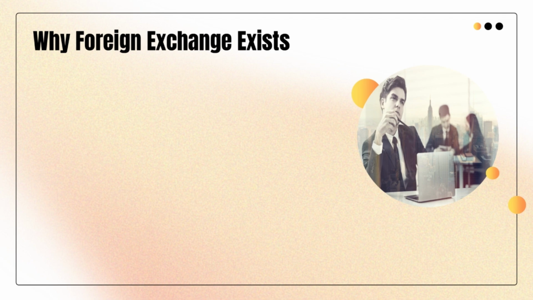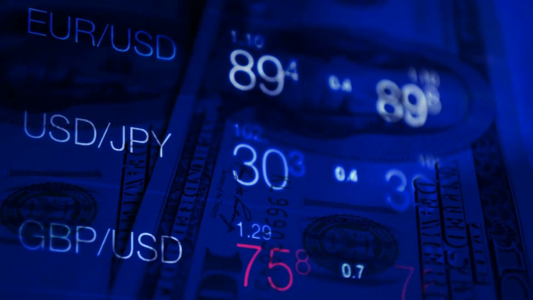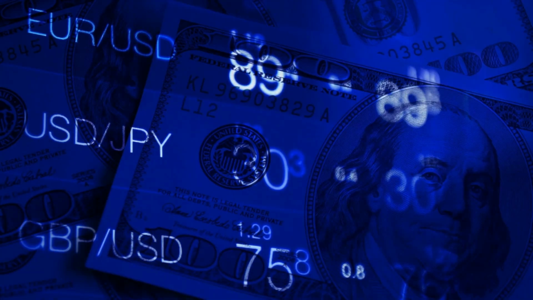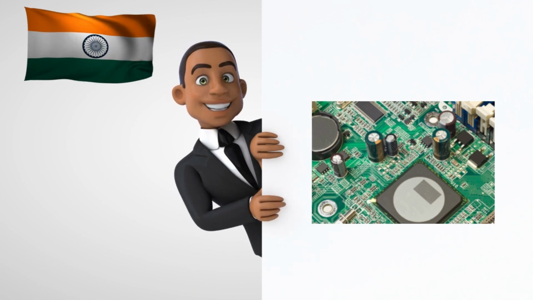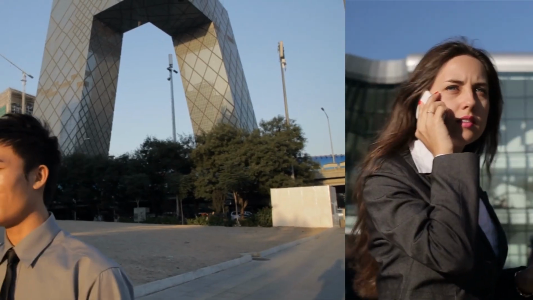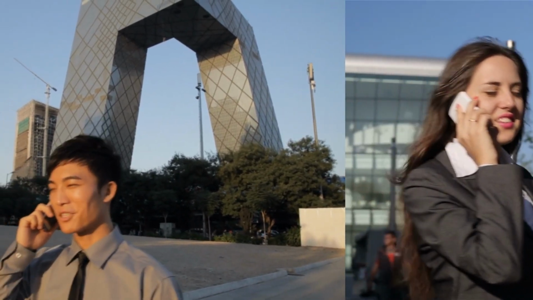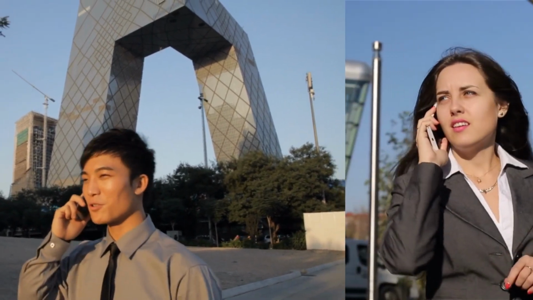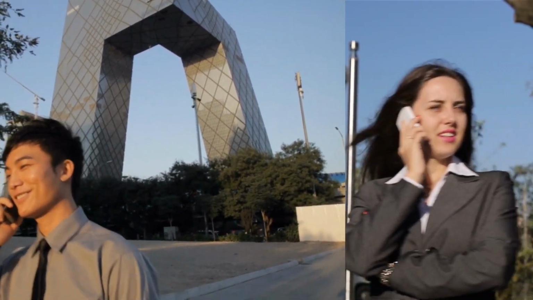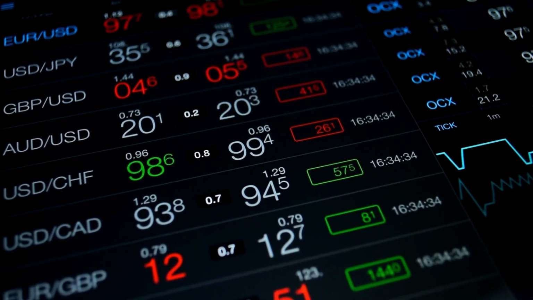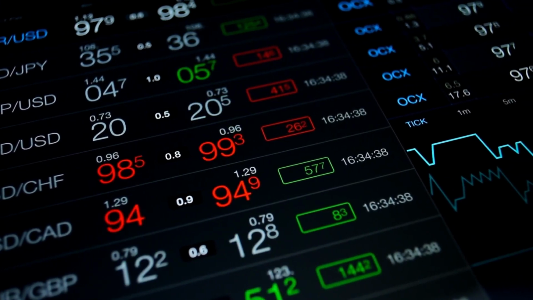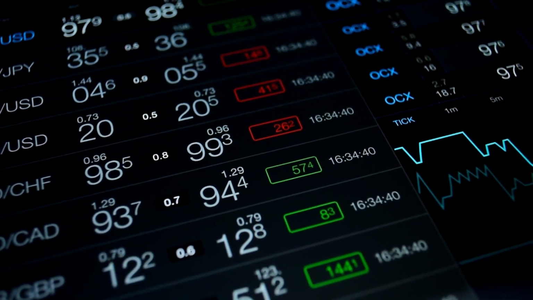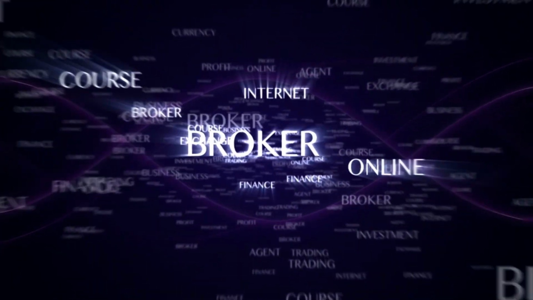Trade creates the need for currency conversion. Here's a real-world example. An Indian importer wants to buy electronic components from a Japanese supplier. The Japanese exporter wants to be paid in Japanese yen, but the Indian company has Indian rupees. This mismatch in currency creates the need for foreign exchange, a system to convert INR into JPY. Forex is the system for currency conversion and value exchange.